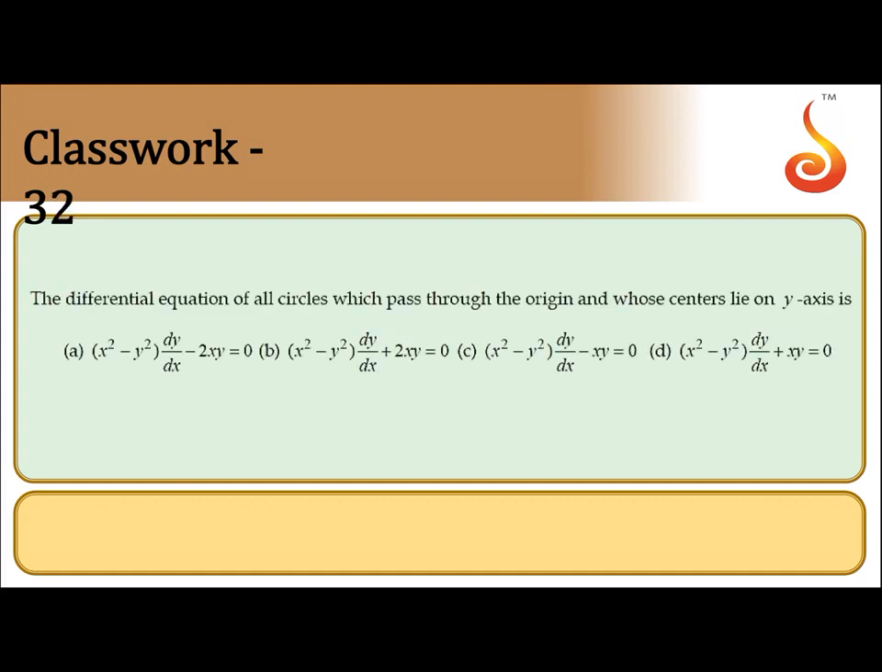Coming to the next one, the differential equation of all the circles which are passing through the origin and whose centers lie on the y-axis. If you consider the general circle, x square plus y square plus 2gx plus 2fy plus c equals 0, the center lying on the y-axis means g must be 0. Passing through the origin means c is equal to 0. So I can take x square plus y square plus 2fy equals 0.